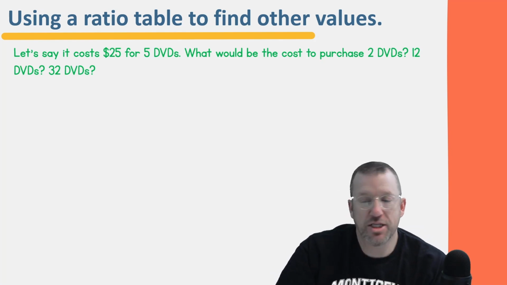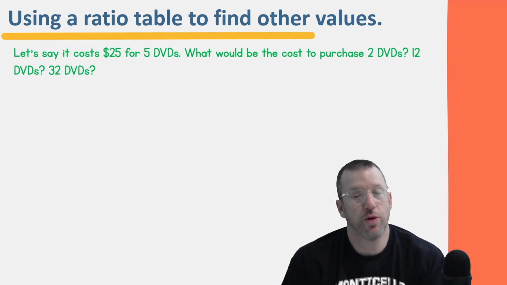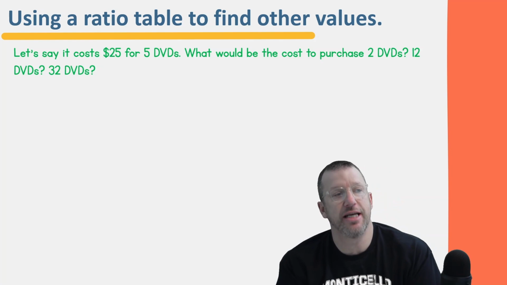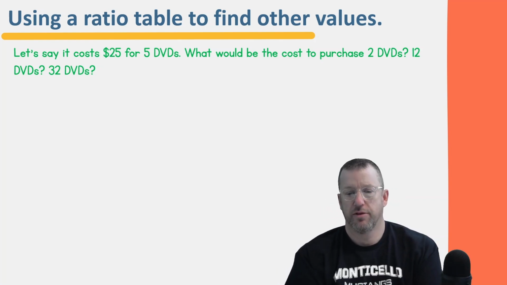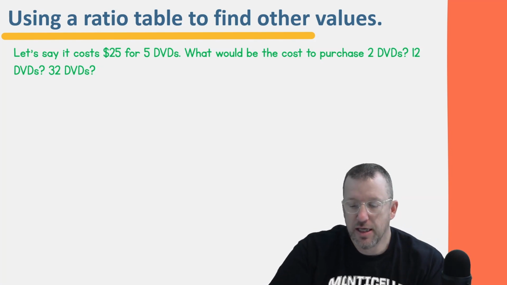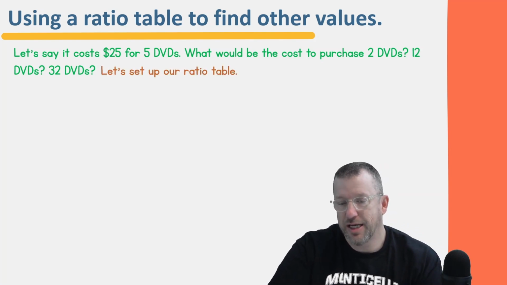Now let's say we've got a real scenario here. It costs $25 to buy 5 DVDs. Well, what if you only want to purchase 2? Or what if I want 12? What if I want 32 DVDs? A ratio table can help you figure that out.